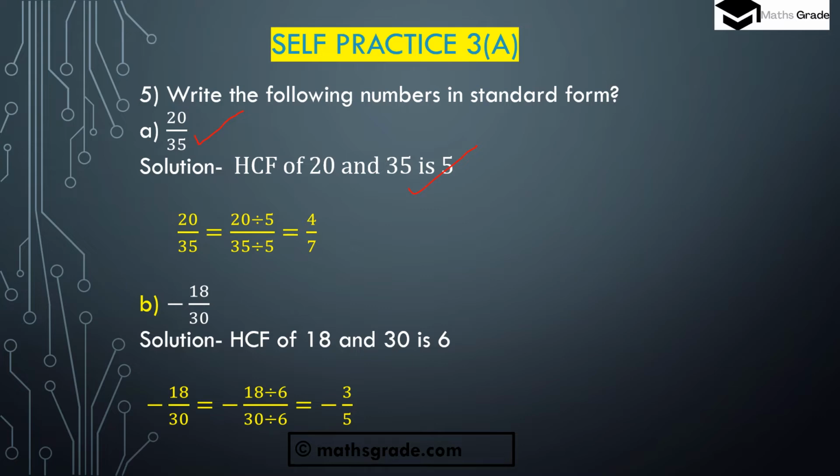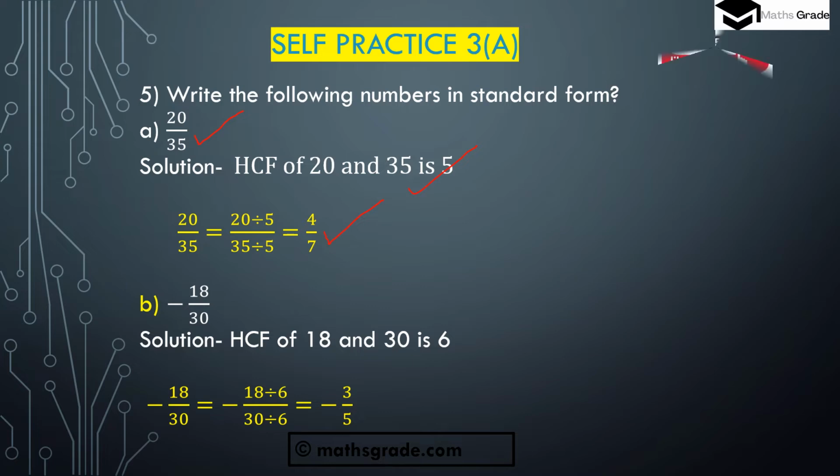Now divide 20 and 35 by this highest common factor. We get 20 divided by 5 and 35 divided by 5. 20 divided by 5 is 4 and 35 divided by 5 is 7. So we get 4 divided by 7. 4 divided by 7 is the standard form of the rational number 20 divided by 35.